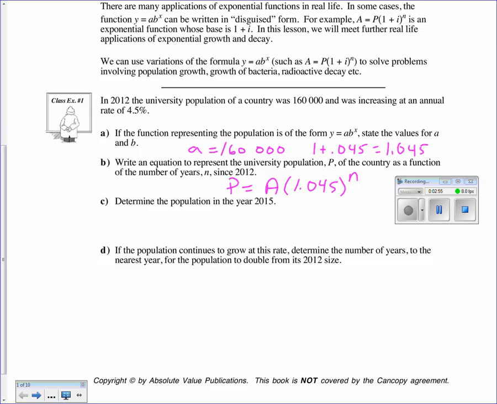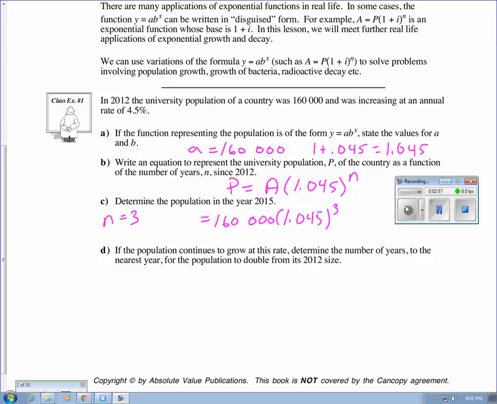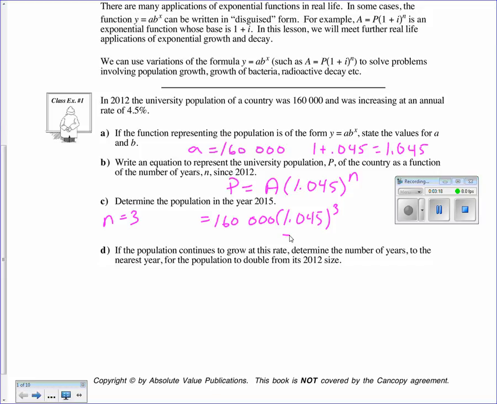Well, how many years do we get for growth? So I get 3 years for growth. So I'm going to go 1.045 to the exponent 3, and then multiply that by my original population of university students. And now, because we're talking about people, we actually should round to the nearest whole number of persons: 182,587 people.